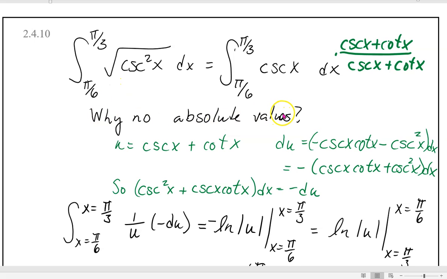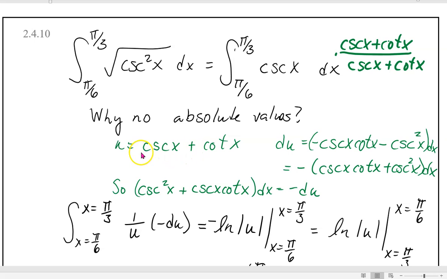Why do we have no absolute values? Again, consider what the limits of integration are. We're between pi over 6 and pi over 3, which means that we're remaining in quadrant 1. Because we're in quadrant 1, all 6 trig functions, including cosecant of x, have strictly positive values. This is a trig integral. I know, you're dying. Hang in there. Remember the trick of multiplying by cosecant of x plus cotangent of x, very similar to the secant trick that we talked about earlier.